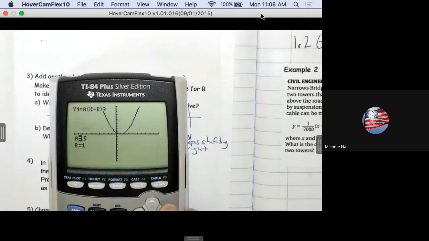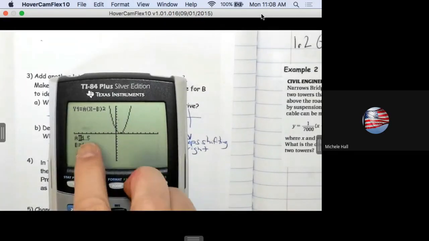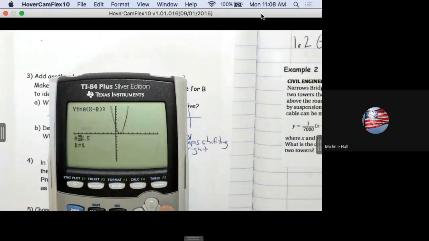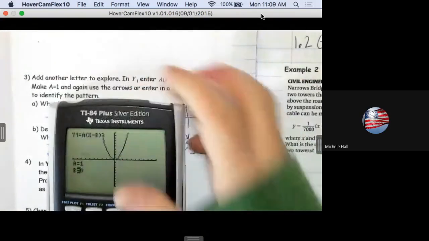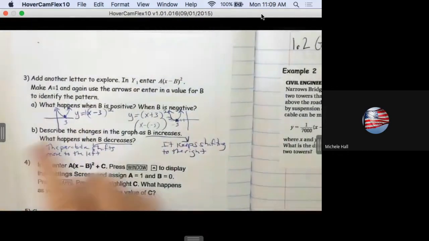We're looking at, like, I'm going to take my A here, and I can punch in any number that I want to. I would like to go back to A is 1. And I'm just going to put 1, enter. All right, there's A is 1. And I want B to be 0, so I'm going to go down arrow. We're at the origin when A is 1 and B is 0. Okay, that's just y equals x squared. That's the parent function.